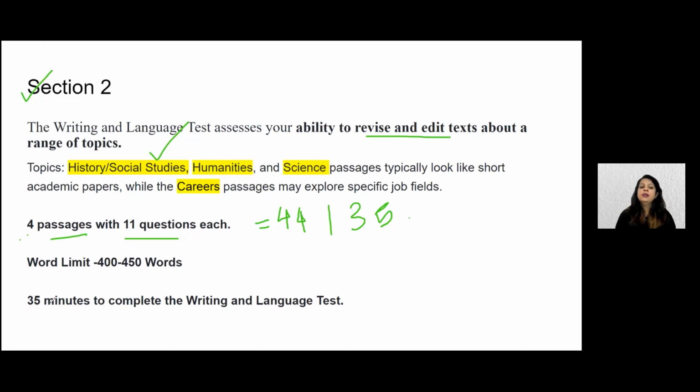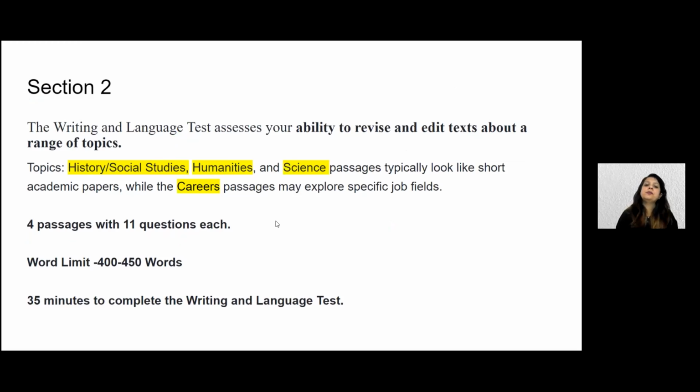Like I said, there would be 35 minutes for you to complete the section, and the word limit would be somewhere around 400 to 450 words. That means you would not have too lengthy passages here, unlike your reading section.